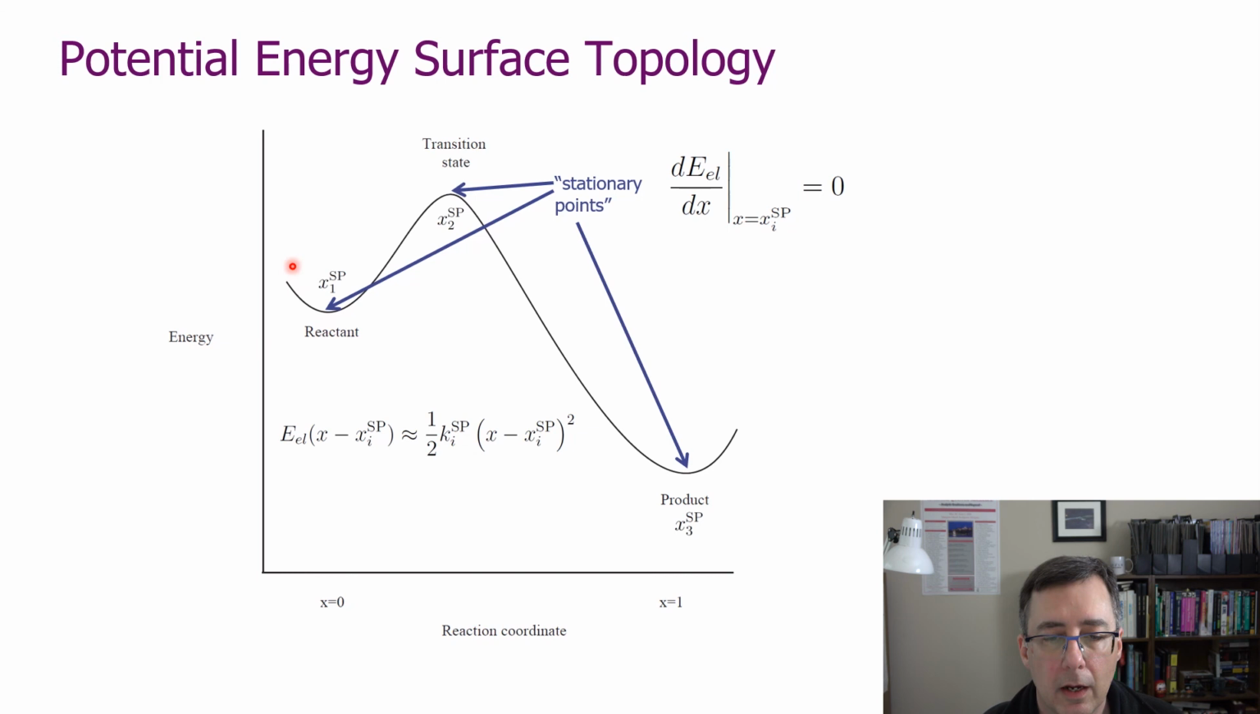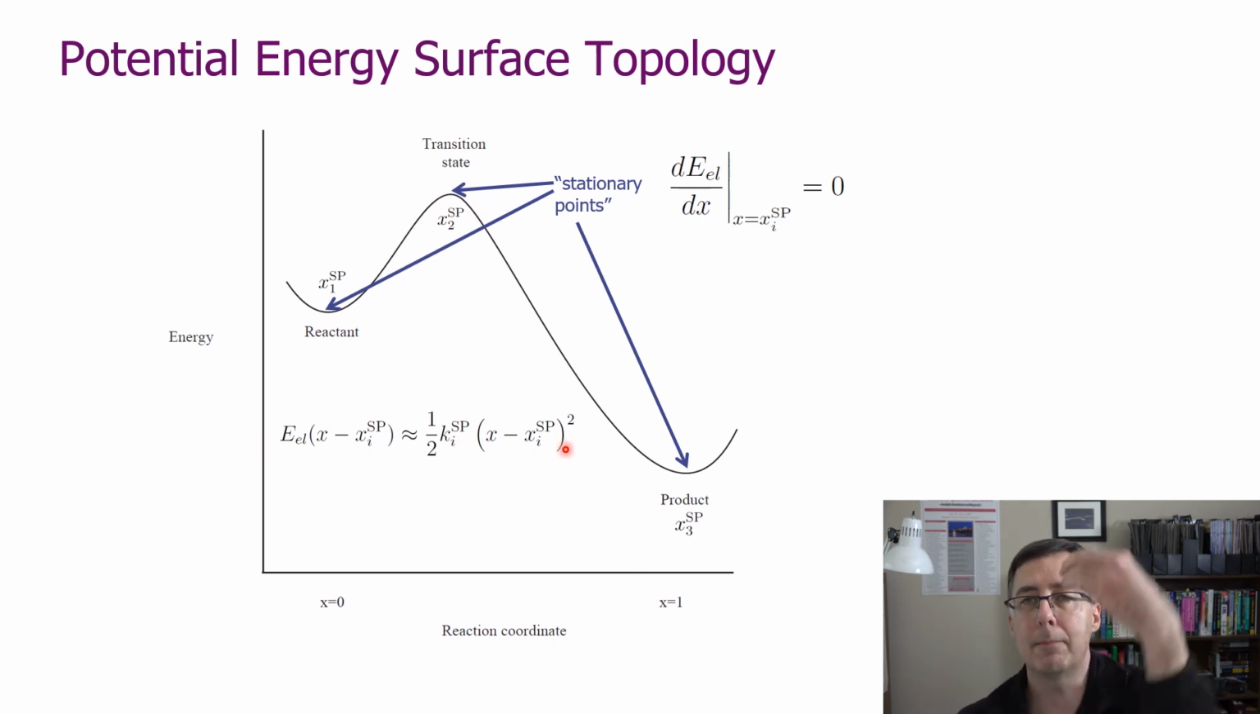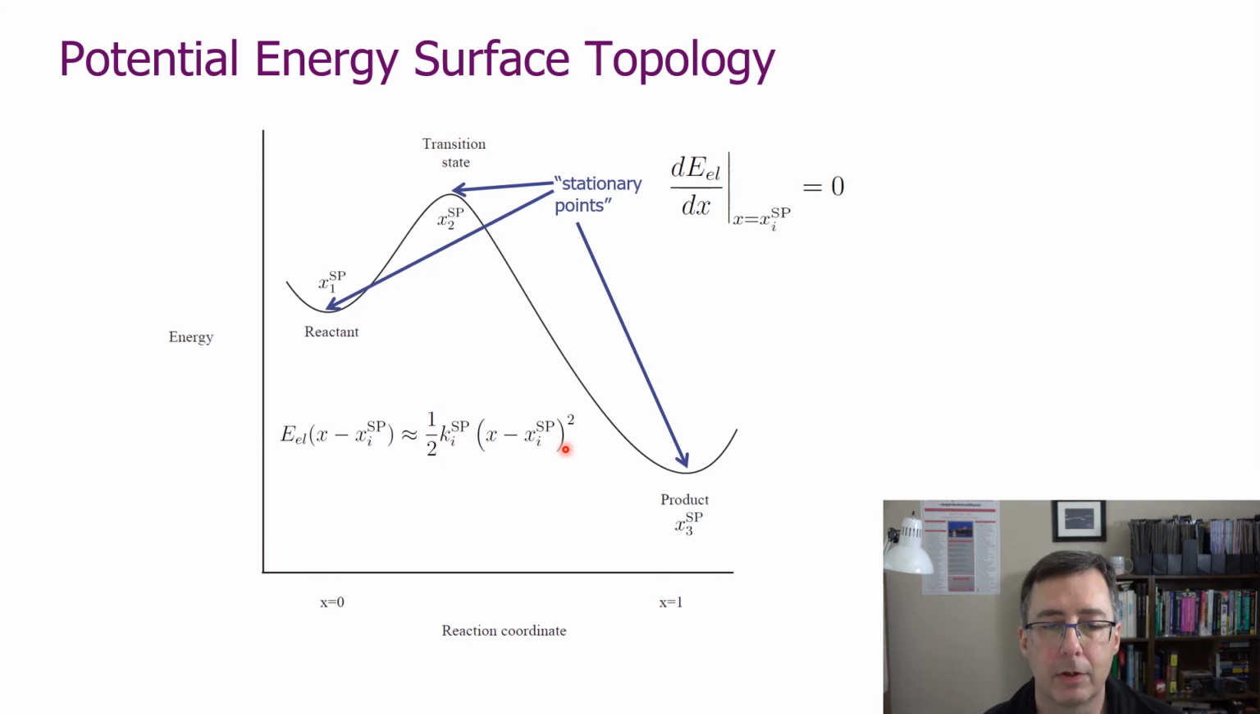Now locally, around these 2 minima, and in fact even around the transition state, the energy looks kind of quadratic. They look kind of like parabolas, either a parabola going up or a parabola going down, depending on if you're at a minimum or a transition state. It's kind of a quadratic looking function, okay? And that's very helpful in modeling what the vibrational motions are near these points, particularly the reactants and products.